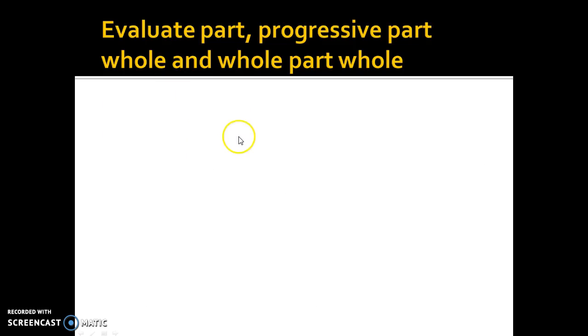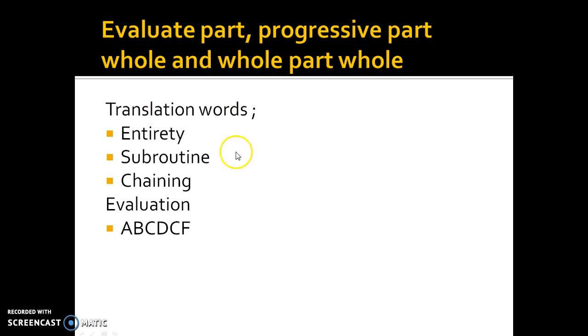Moving on then. Okay, next question. Evaluate part, progressive part, whole and whole part, whole types of practice or methods of manipulating practice. Okay, so from that, what I need you to understand before you pause, can you translate each of those into a word? Secondly, can you think about the evaluative factors that you could use when evaluating each of those methods of manipulating practice? Memory method, translation words, entirety, subroutine chaining, evaluation A, B, C, D, C, F. Do you think you can use those in order to answer that question? Pause it and see what you can do.